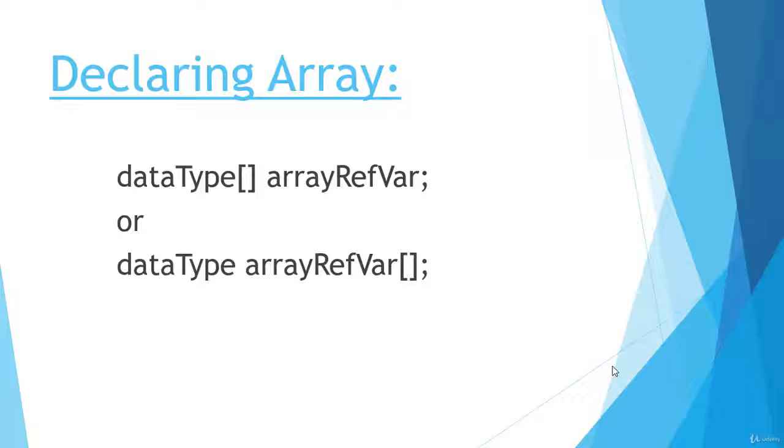Declaring an array. How can we declare an array? First of all, we have to type the data type, that is, which type of data we want to store. And then we have to use the square brackets, and after that we type the array reference variable, meaning the name of that array. Or you can type the data type and then the array reference variable, and after the array reference variable you can type the square brackets. These are basically the two ways to declare an array.